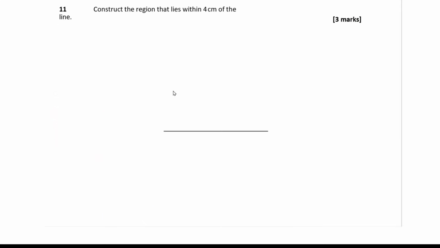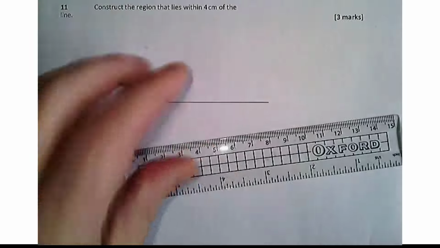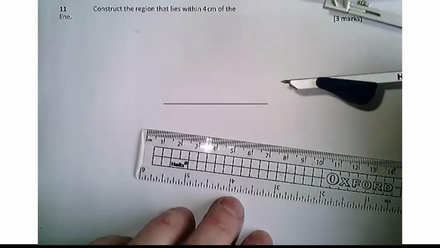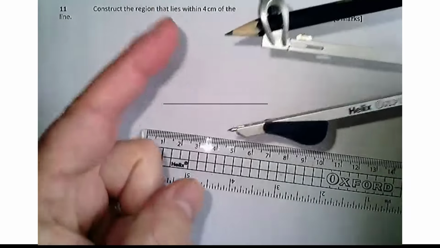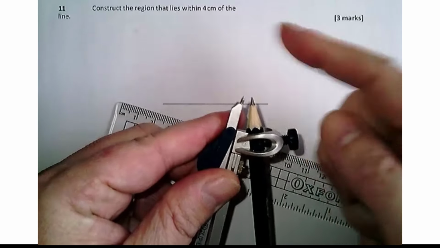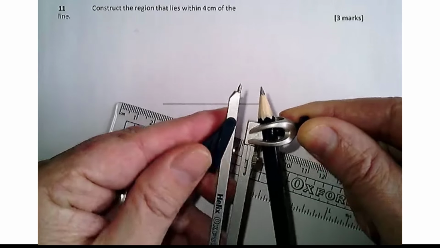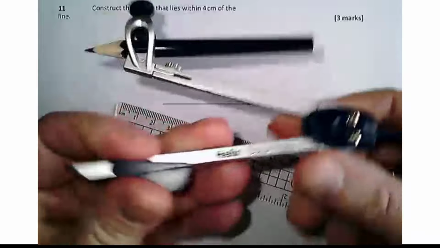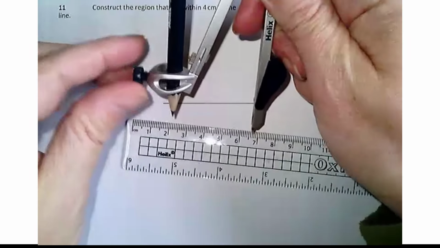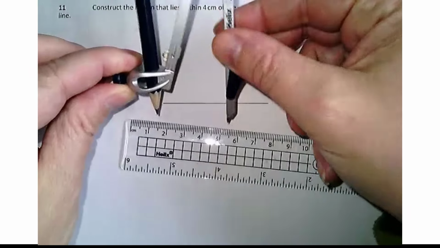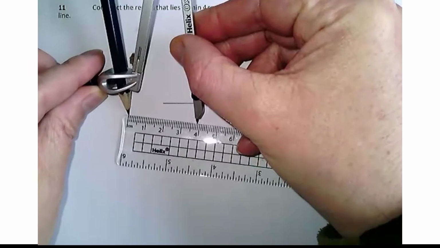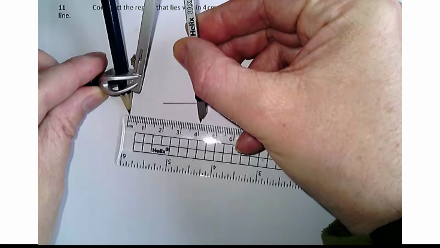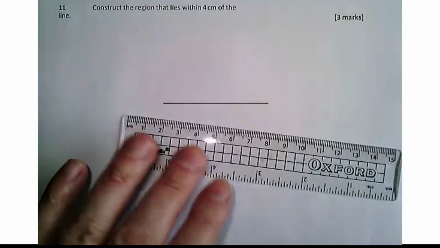Question 11. Construct the region that lies within 4 centimeters of the line. Okay, so for this one, you're going to need a ruler and a pair of compasses, and a diddy pencil, of course. Make sure your pencil tip and the tip of the compass are in the same place. And then we're going to have to set the compass aperture to 4 centimeters for this question. So I'm going to use the ruler for doing that. I'm going to put the tip of the pencil on 0 and the tip of the compass on 4. Need to get within the millimeter of this to get the marks.